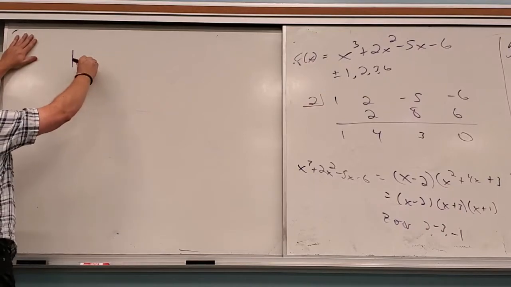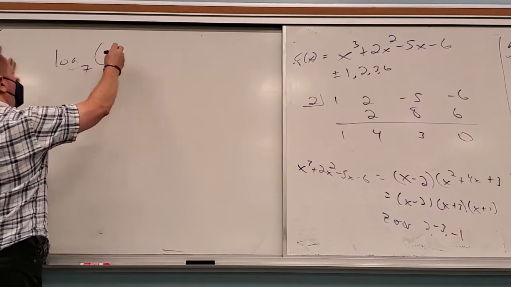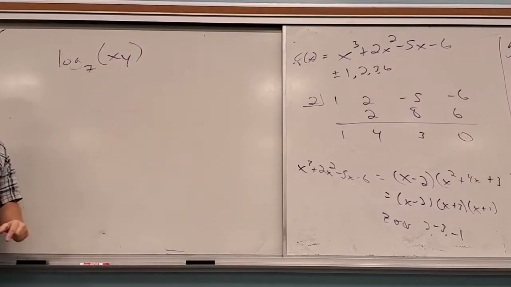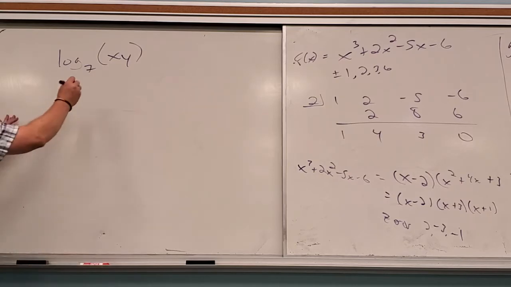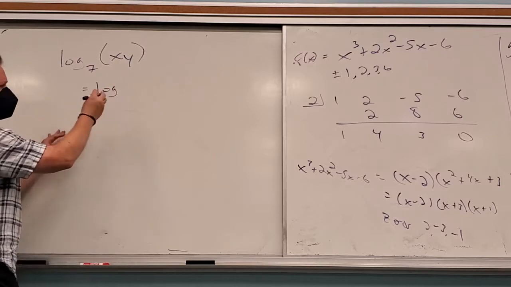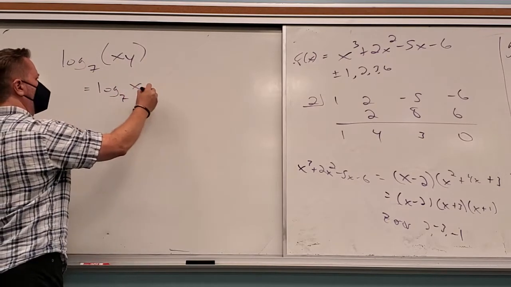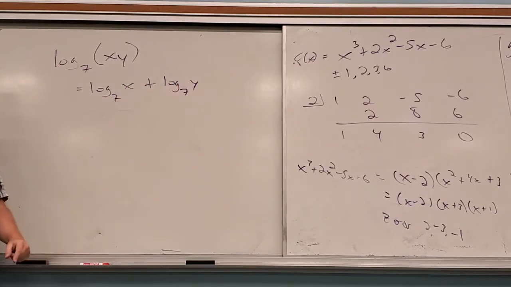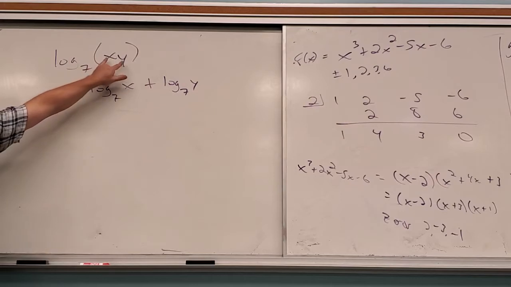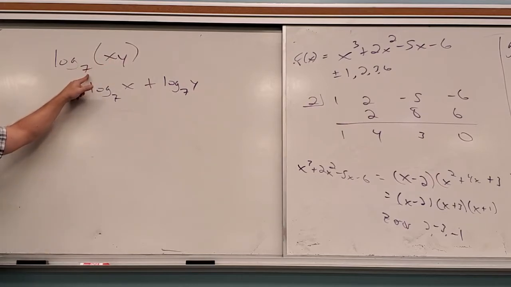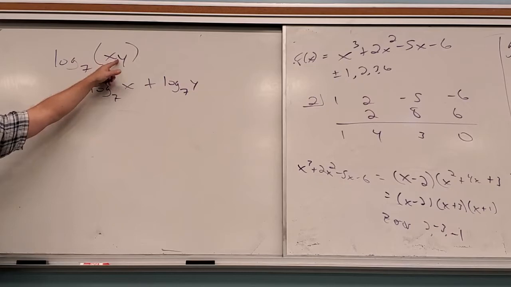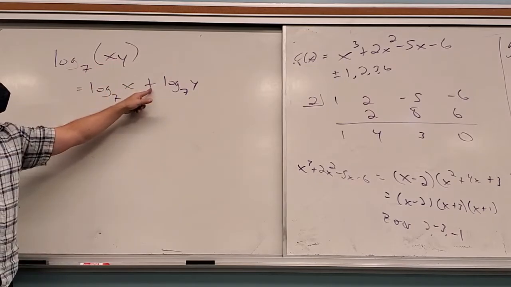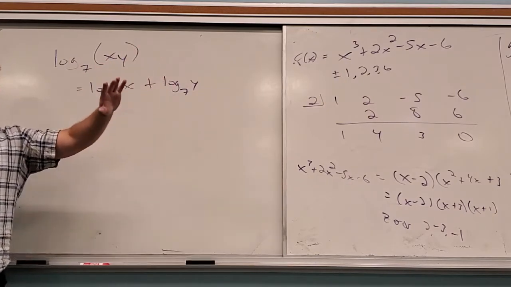How would I rewrite this? Is there a way I can break that apart? How could I do it? Log base 7 x plus, yes, because again, this is the power of a product with the same base. They each have a base of 7. What do I do with the powers? When I multiply things with like bases, I add the powers. That's the way to remember that property.